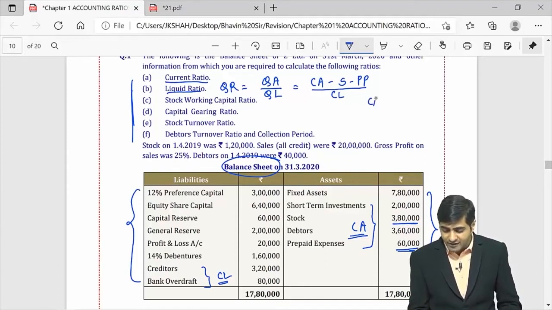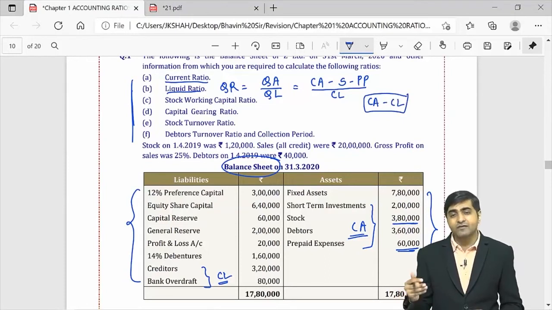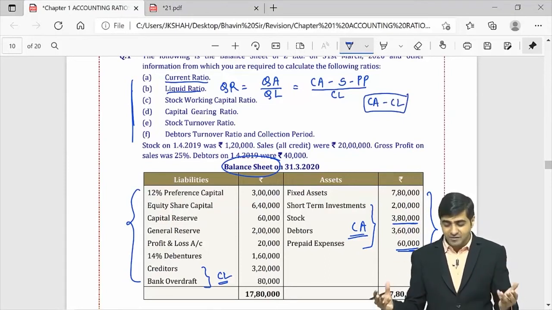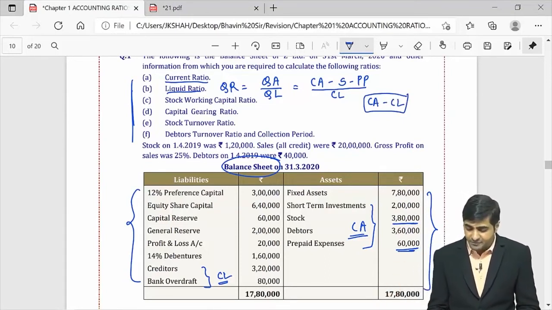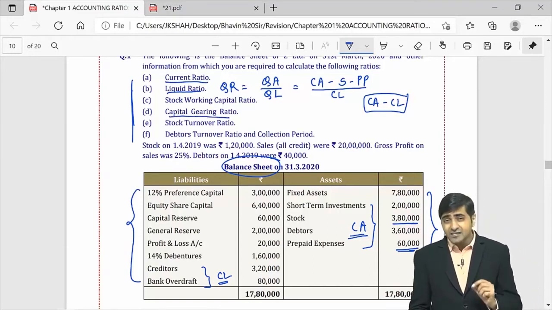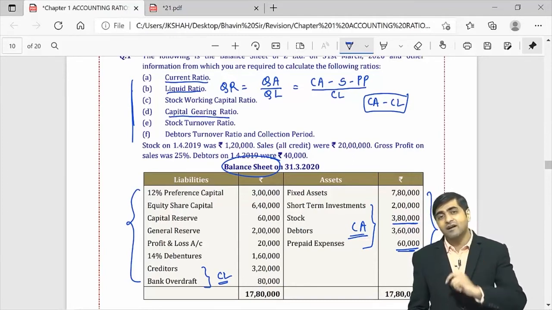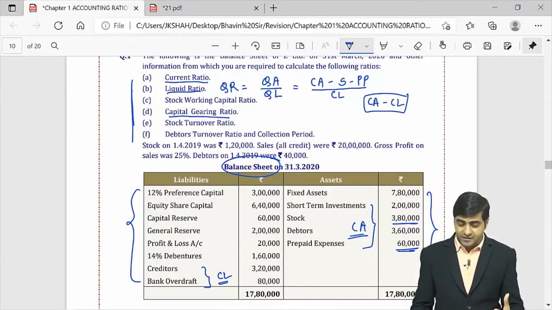It will be nothing but current assets minus current liabilities. So whatever you have calculated in the first part as current assets and current liabilities, simply subtract it, and you will get the working capital. When we are talking about the capital gearing ratio, guys, we have to take the items from the fixed obligatory sources and divide that by non-fixed obligatory sources.